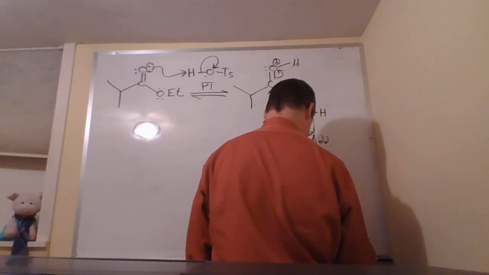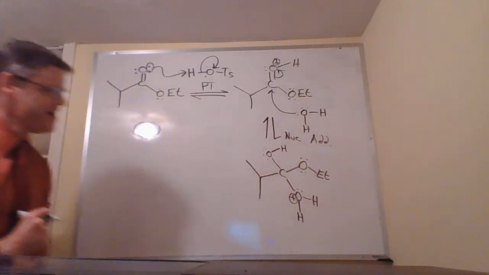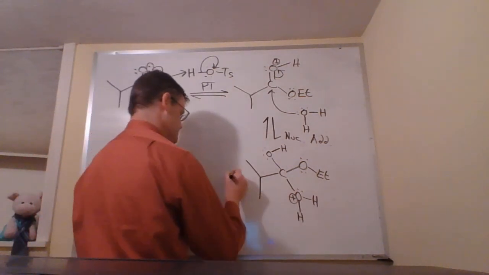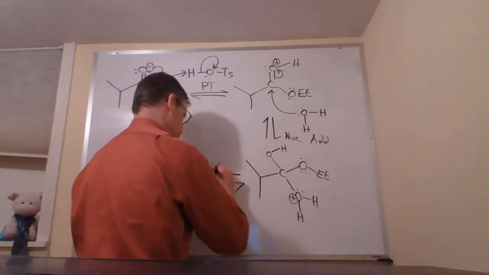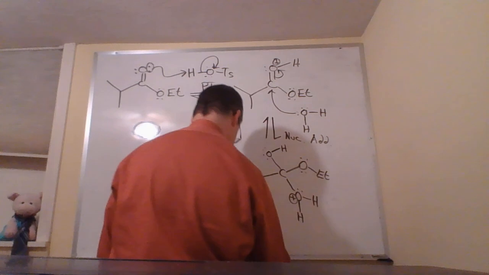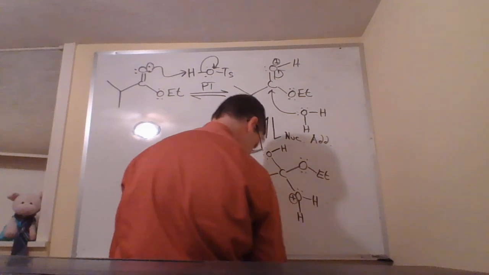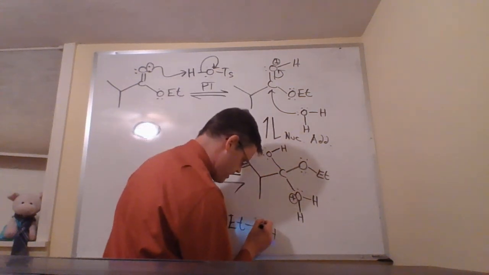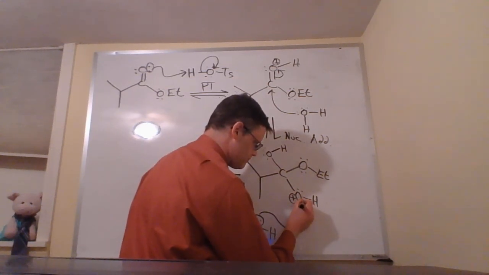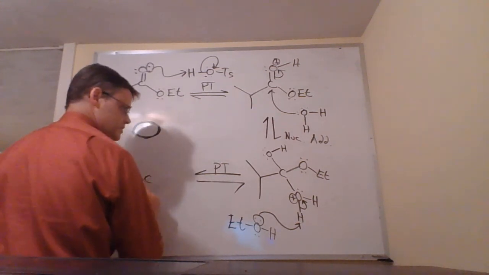I'm going to momentarily screw up the mechanism. So that's after our nucleophilic addition. We're going to lose this proton to get to our halfway point. So we're going to have a proton transfer, nucleophilic addition, proton transfer, basically making a proton transfer sandwich. And that gets us to our tetrahedral intermediate.